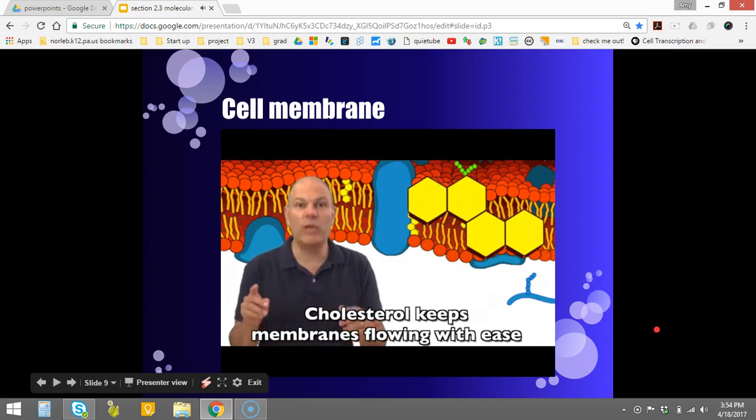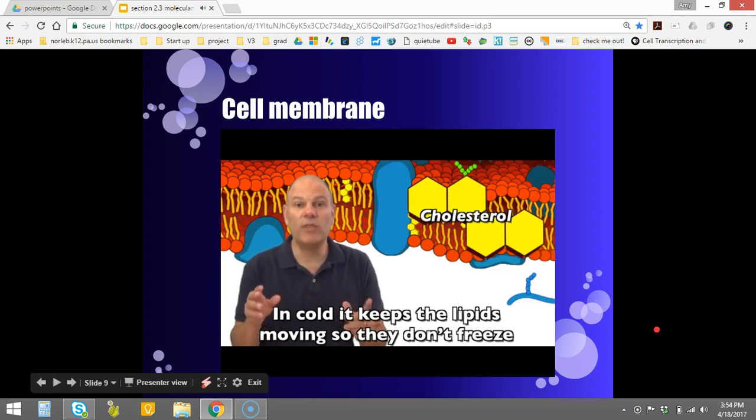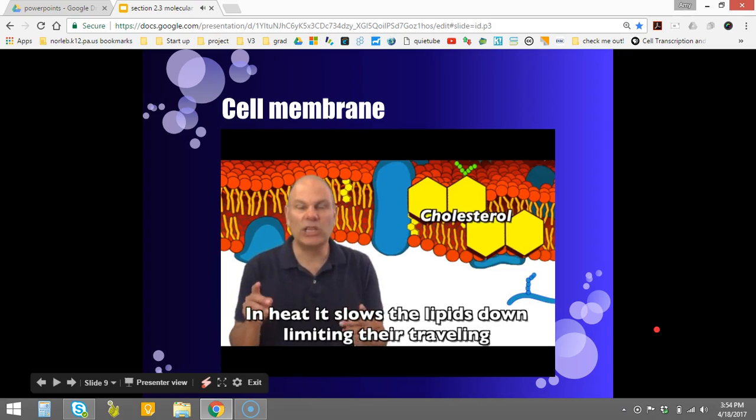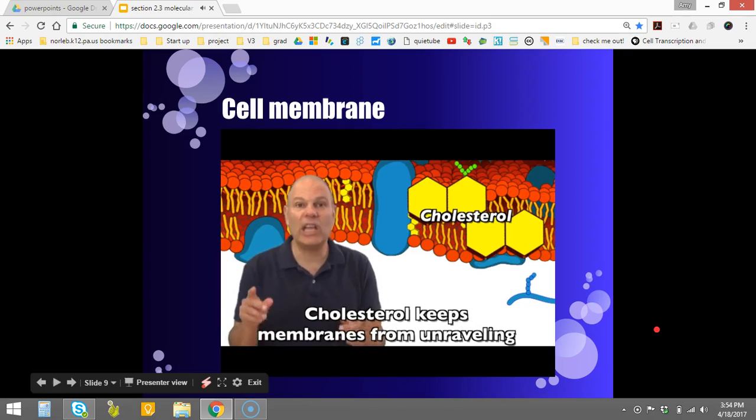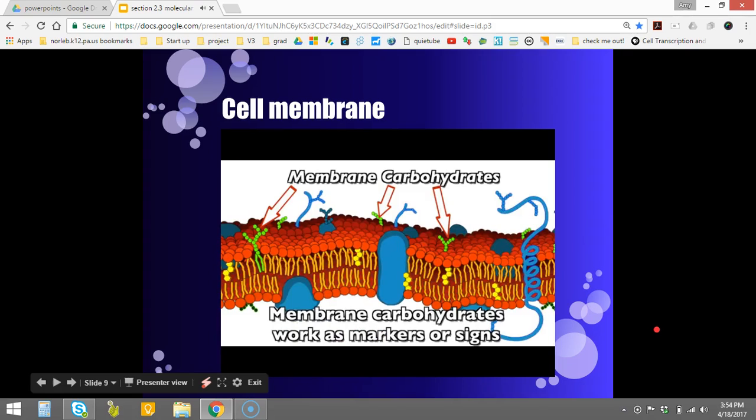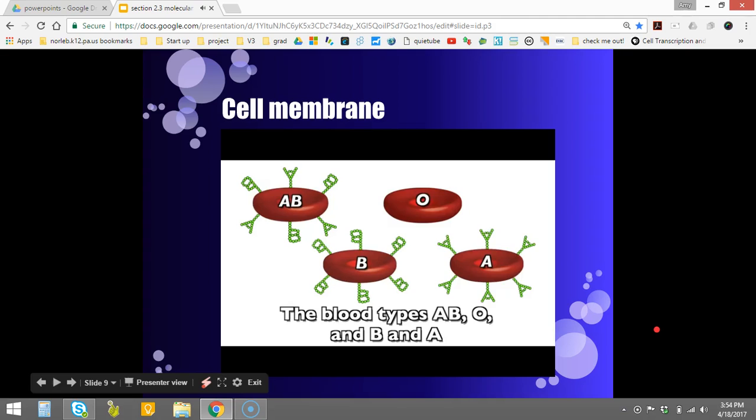Cholesterol keeps membranes flowing with ease. In cold it keeps the lipids moving so they don't freeze. In heat it slows the lipids down, limiting the traveling. Cholesterol keeps membranes from unraveling. Membrane carbohydrates work as markers of sign, so your immune system knows which flag you're self-reliant. The blood types ABO and BNA are about the carbohydrates on the blood cell membrane.